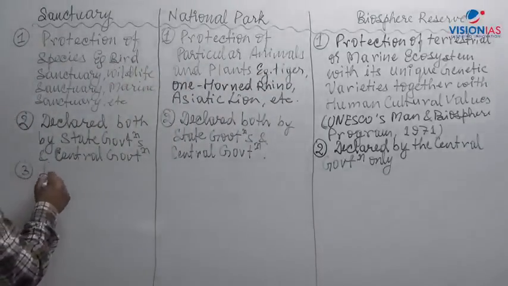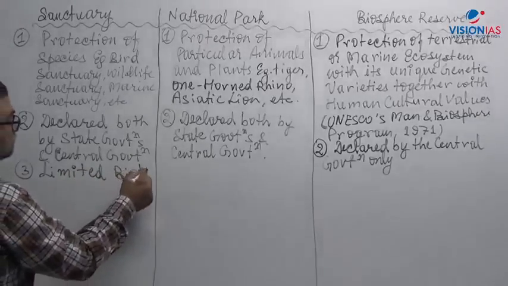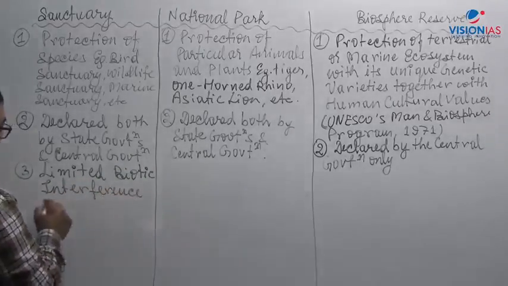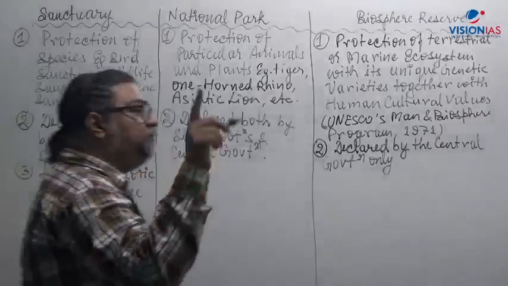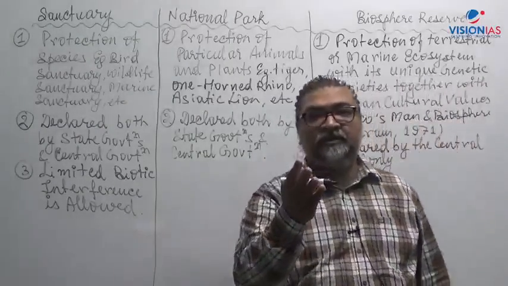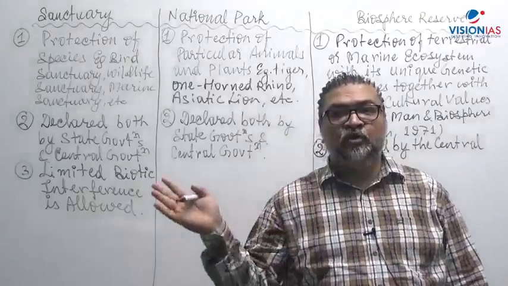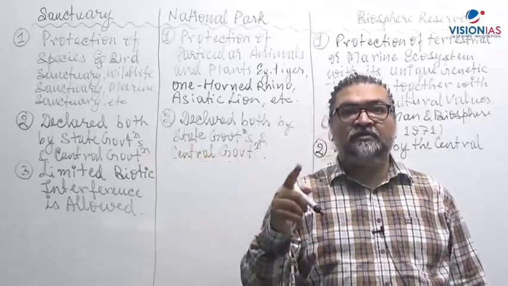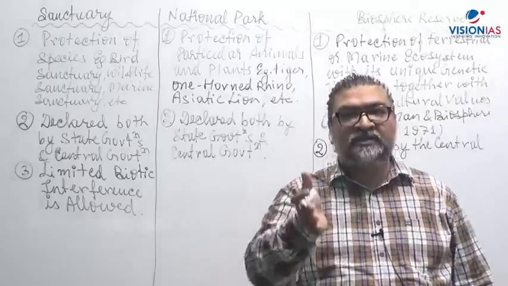In a sanctuary, limited biotic interference is allowed. The outer boundaries are marked. Sometimes you have read in the newspaper, The Hindu, that a road passing by a sanctuary, because of the movement of buses or vehicles, caused disturbance to wild animals. There have been cases in court to stop the movement of vehicles passing through that sanctuary.